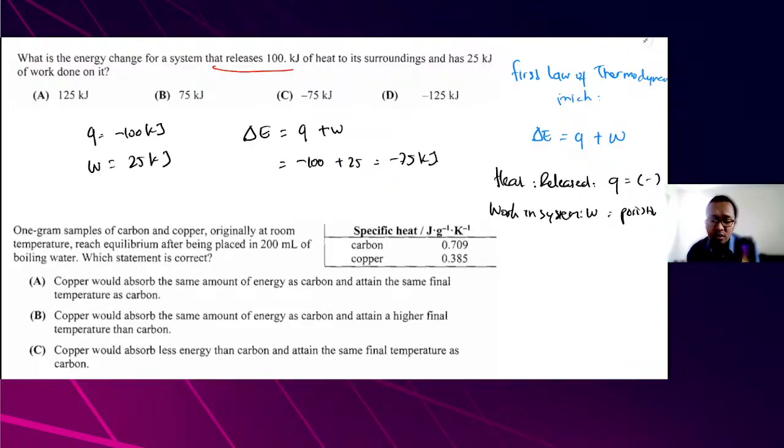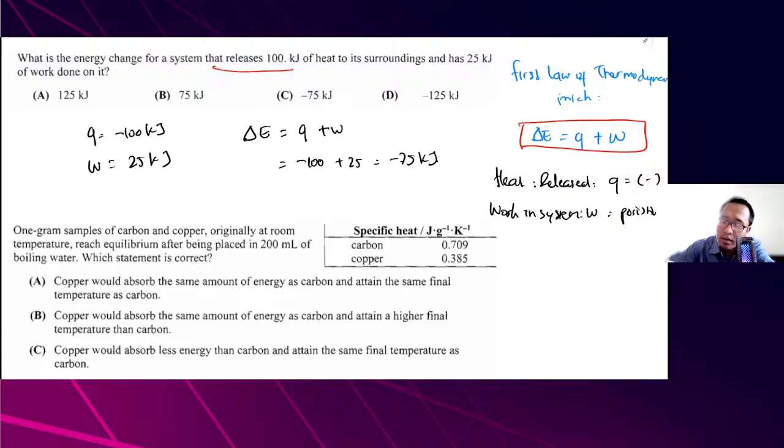So when you see heat released, always use a negative sign for Q. And if work is done on the system, W will be positive. Remember, just watch the signs. Okay, this is for the first question.